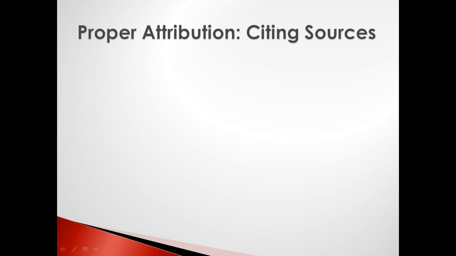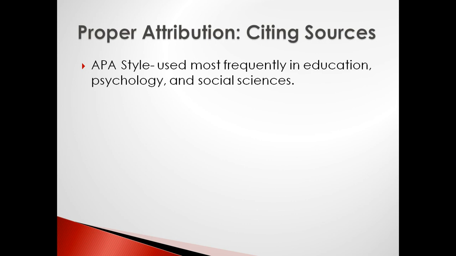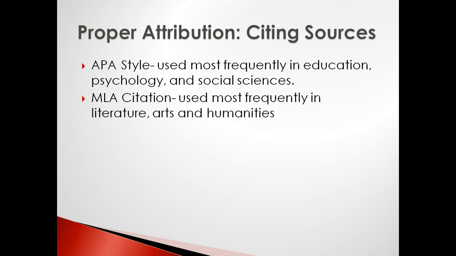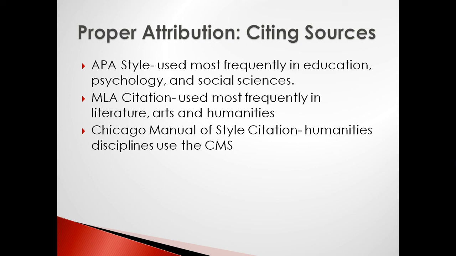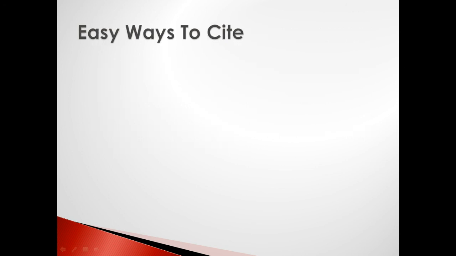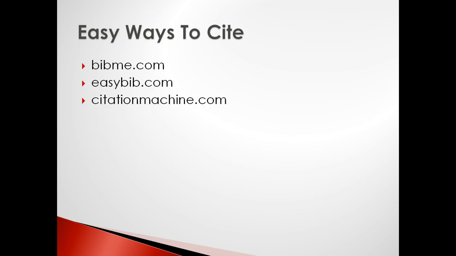So some things to know about proper attribution and citing sources. There are 3 different styles you can use. There's the APA style, which is used most frequently in education, psychology, and social sciences. There's MLA citation, used most frequently in literature, arts, and humanities. And the Chicago Manual of Style citation, which is also used for humanities disciplines. Since presumably you're an educator, we'd recommend using the APA style. For proper citation, you can search on Google how to cite in APA format. Otherwise, there are some automated generators that will work for you. You can go to bibme.com, ezbib.com, or Citation Machine, and they'll help automate the process.